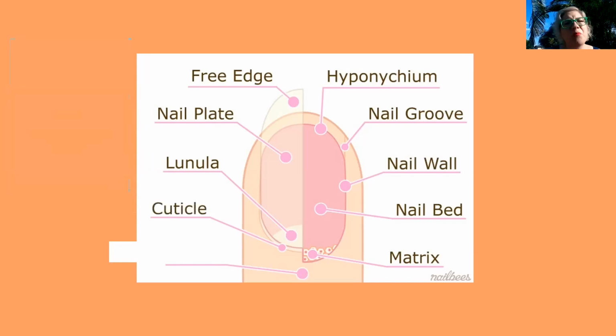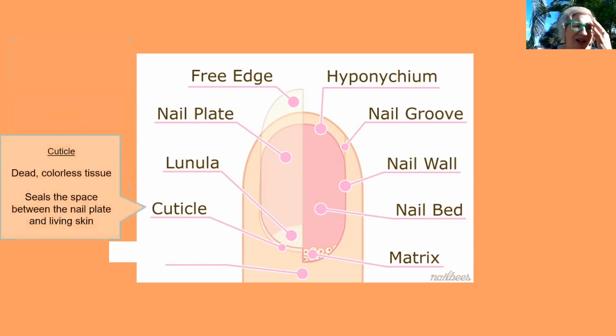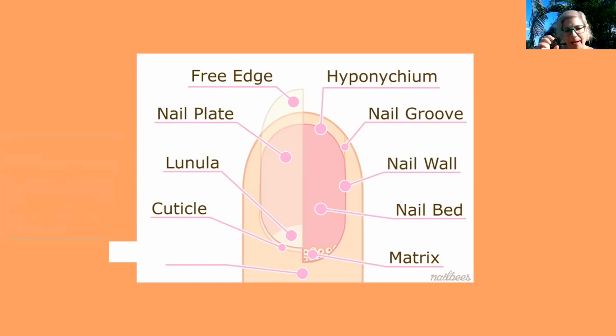Next, you have your cuticle. Most people have heard the term cuticle before. This is dead, colorless tissue. It actually seals the space between the living plate or the nail plate and the living skin, which is the eponychium we'll talk about in a second. So it's actually, we cut that back because it can grow very jagged, it can get very rough, it can get very dry and cracked because it's actually dead skin. So it's this little flap of skin that grows onto your nail there, okay?